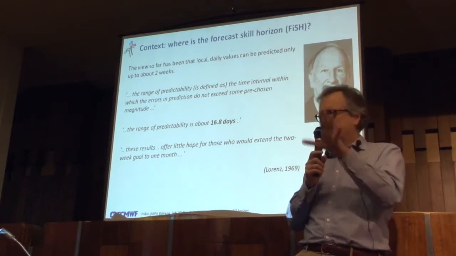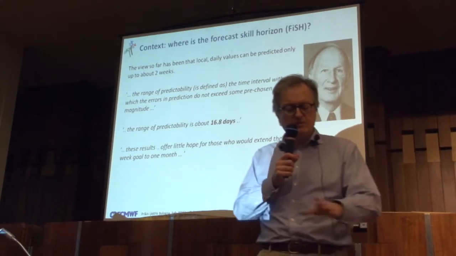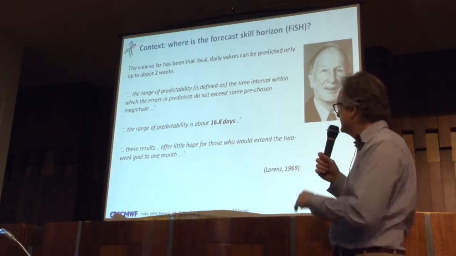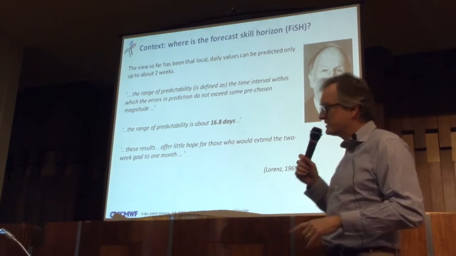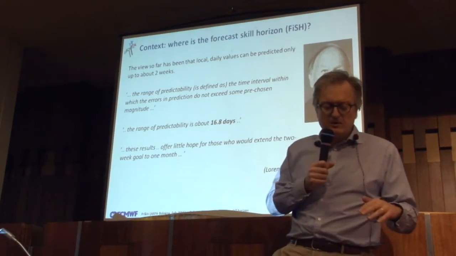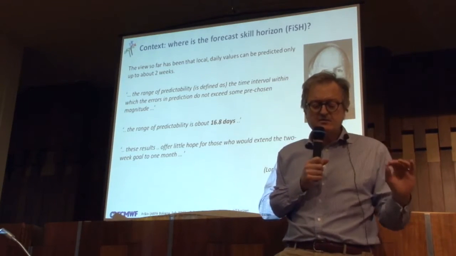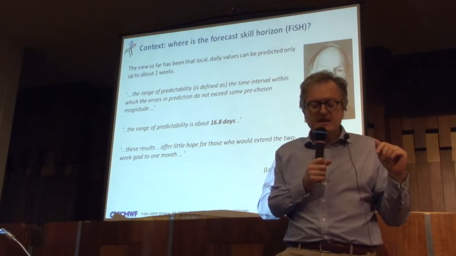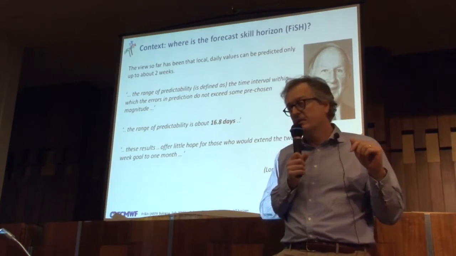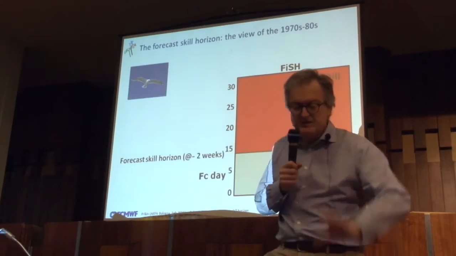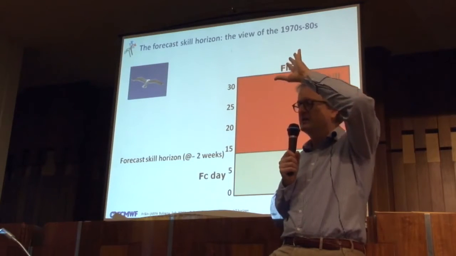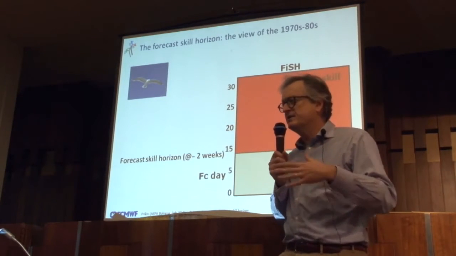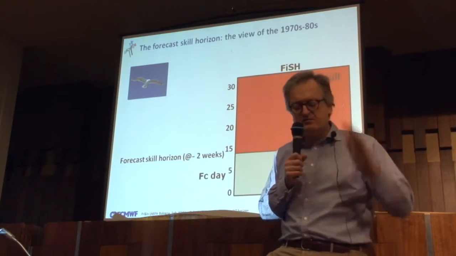And using this data, he concluded the range of predictability is about 2 weeks, 16.8 days. It's mentioned in one of his forecasts. And then in one of his other papers, he says, these results offer little hope for those who would extend the 2-week goal to 1 month. So this is where we were. Butterfly effect, forecast error, at one point grows so fast that there's no way we can do prediction beyond 2 weeks.